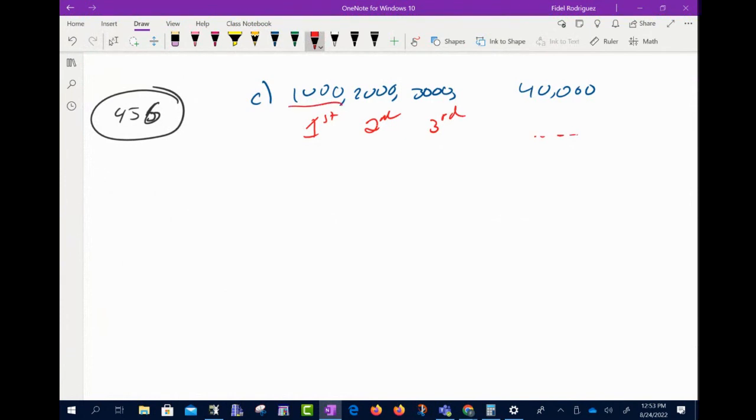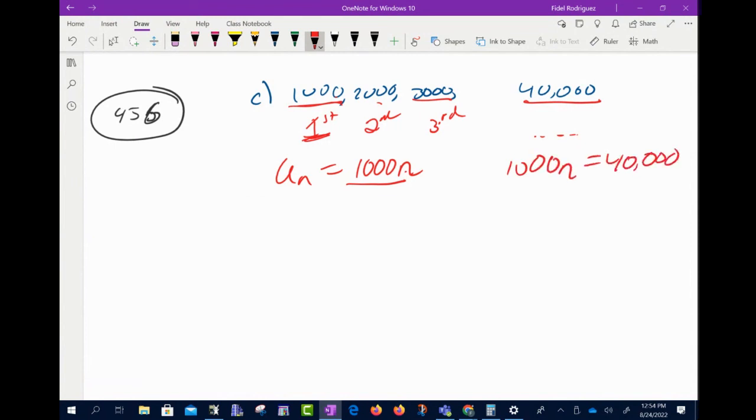Okay, I'm not starting off at 1, I'm starting off at 1,000, right? But if I wanted to find a formula, what do I need to multiply 1 by to get 1,000? 1,000, right? So 1,000 times n, because if n is 1, 1,000 times 1 is 1,000, 1,000 times 2 is 2,000, 1,000 times 3 is 3,000. So I want to figure out 1,000 times what is going to give me 40,000, right? So 1,000n equals 40,000. If I wanted to solve for n here, y'all, all I would have to do is divide everything by 1,000. And n should be equal to 40, right? We got 40 terms there.